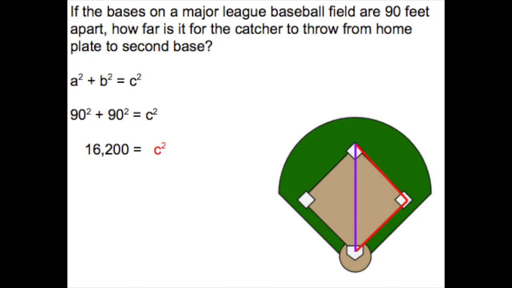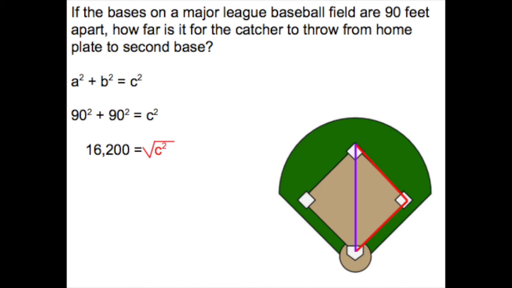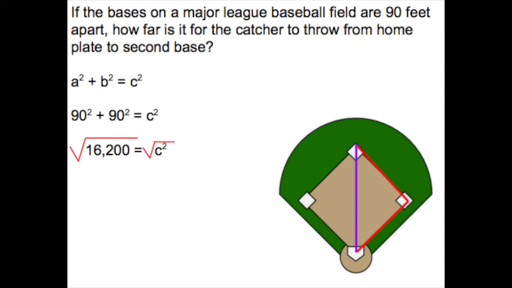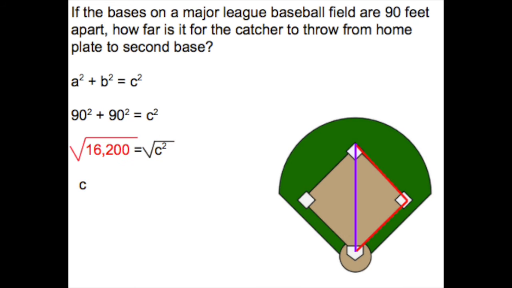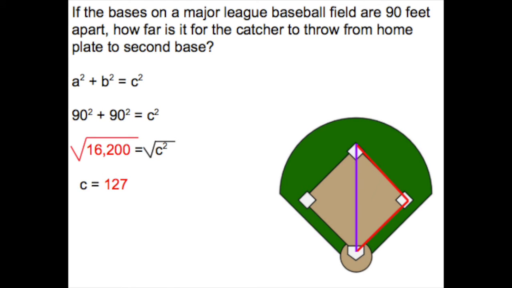Now, we have to take care of c squared and find just c. To do this, we have to get rid of the square, which can be done by square rooting c squared. What we do to one side of an equation, we must also do to the other side. The square root of c squared is c, and the square root of 16,200 is approximately 127.